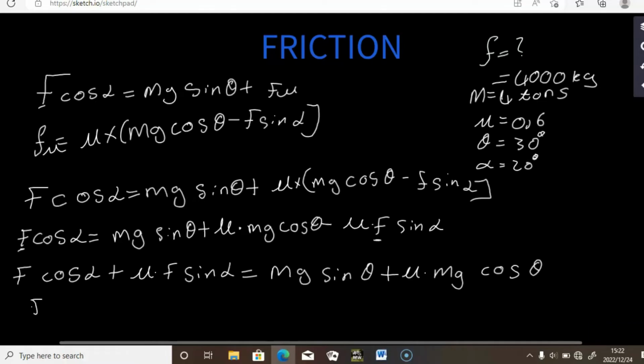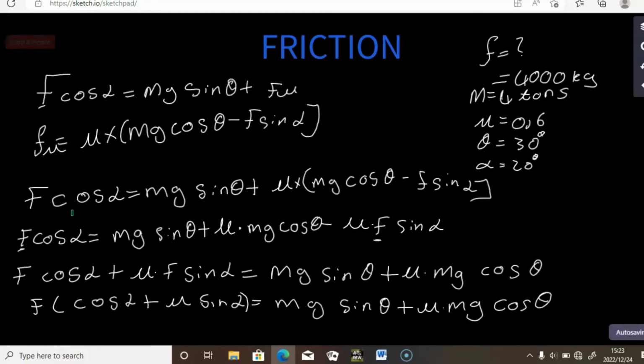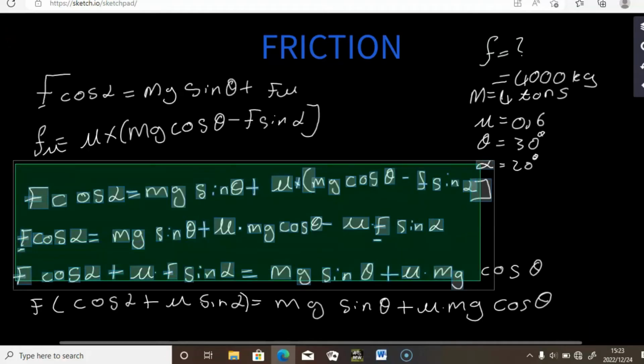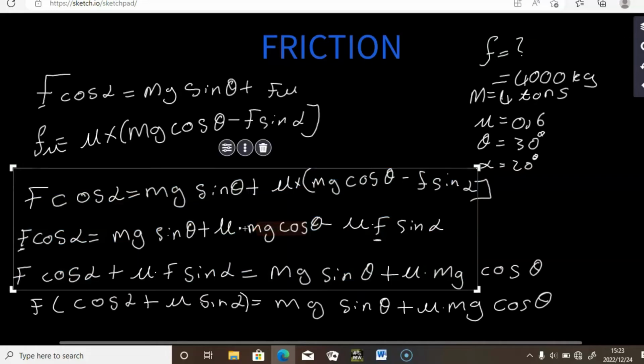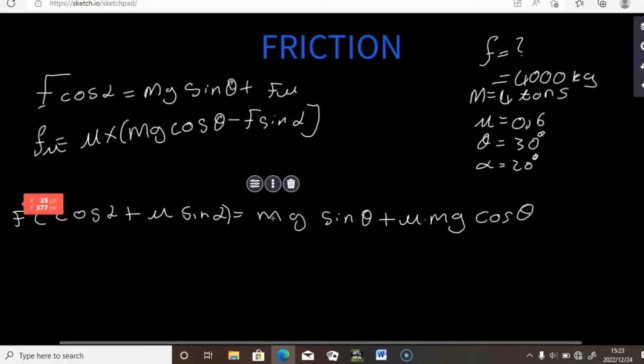We are going to have f in bracket cos alpha plus mu sine alpha being equals to mg sine theta plus mu mg cos theta. Let's create space. Get rid of this and take this up. Now we have this.